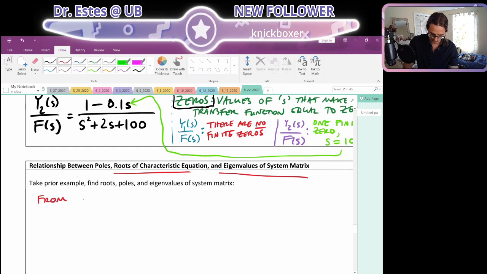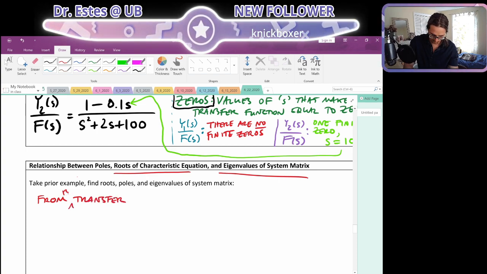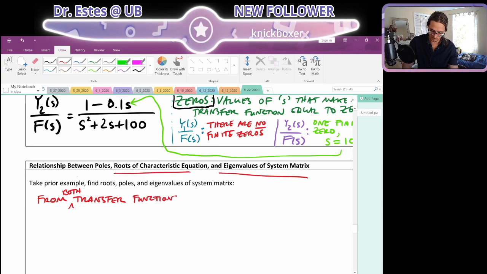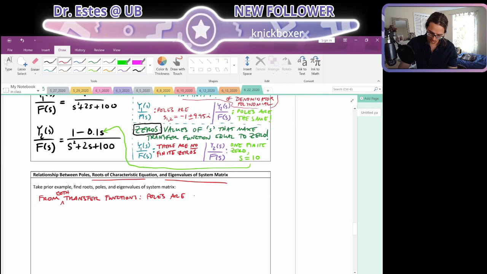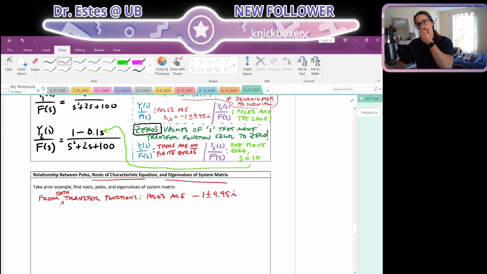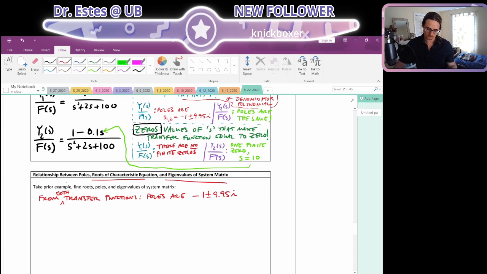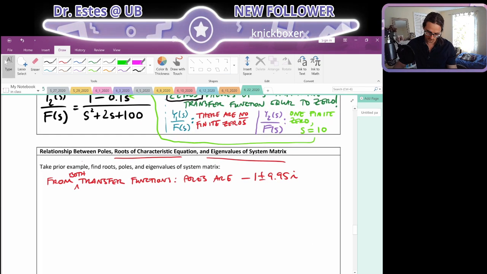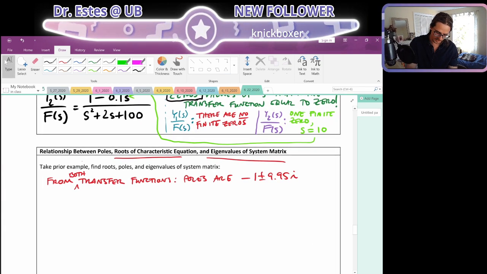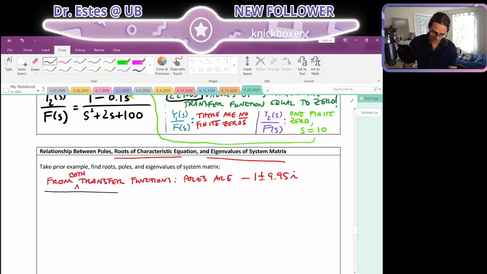Using this same example, from both transfer functions, the poles are minus 1 plus or minus 9.95i. So let's just set that aside.